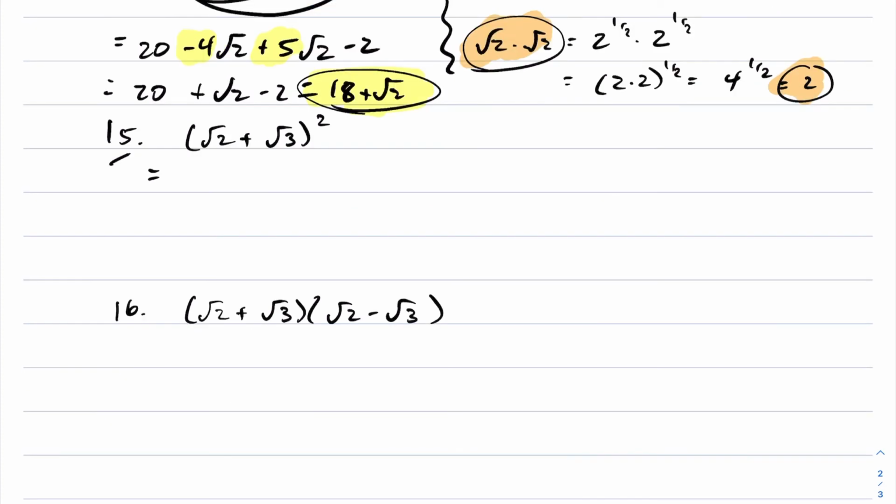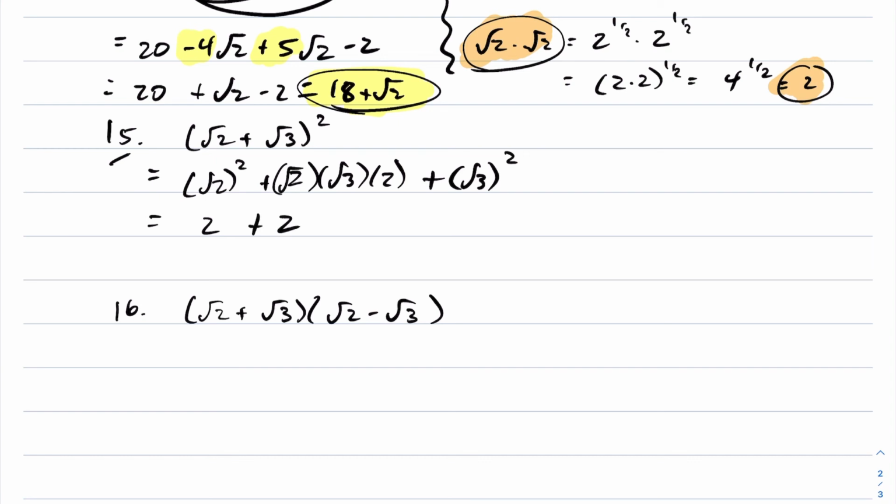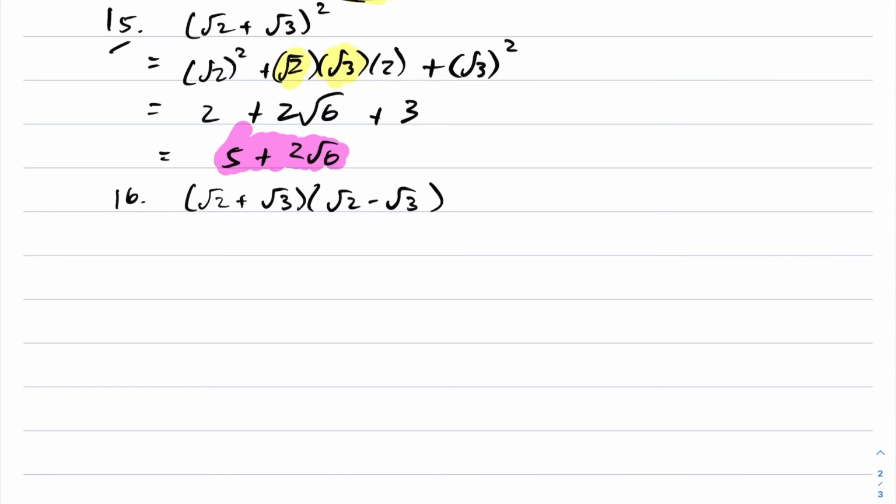So with number 15, we're going to square the first, times the second times 2, and then you're going to square the last term. So this becomes, if you square root 2, you get 2. This here becomes plus 2. Again, we put the root 2 and the root 3, they come together. It becomes root 6. And lastly, if you square root 3, you get 3. So this simplifies to become 5 plus 2 root 6. Okay, let's take a look at number 16 here.